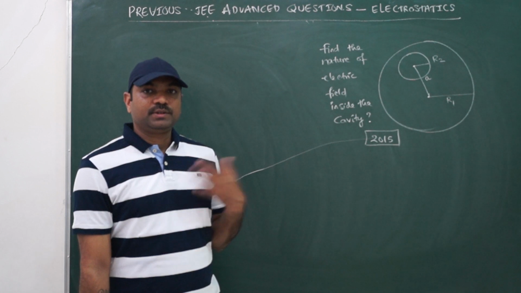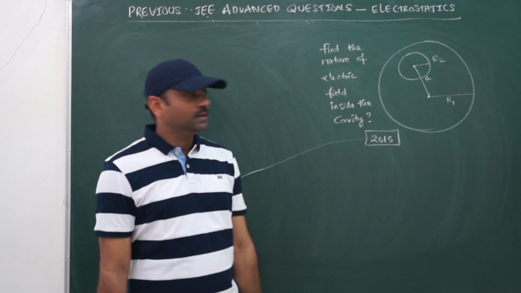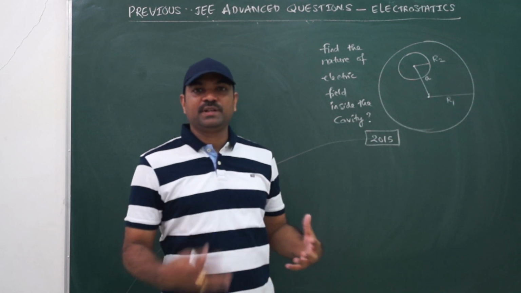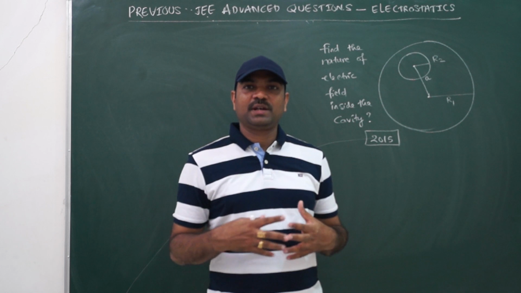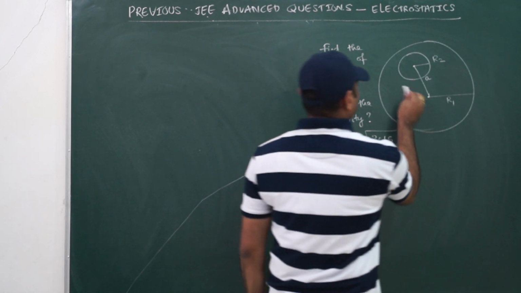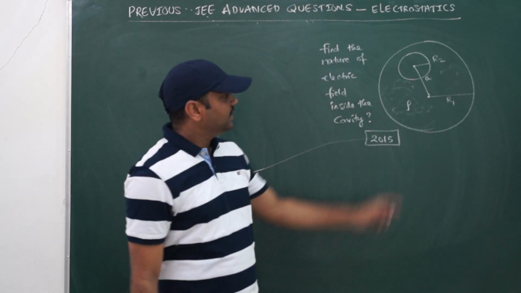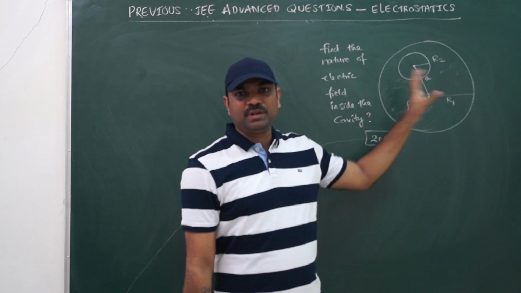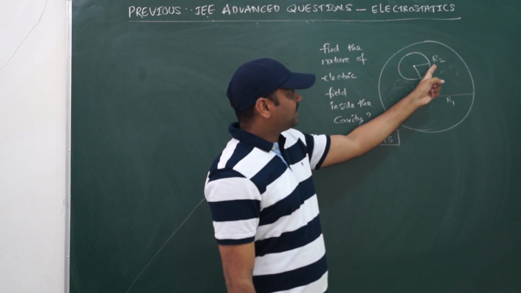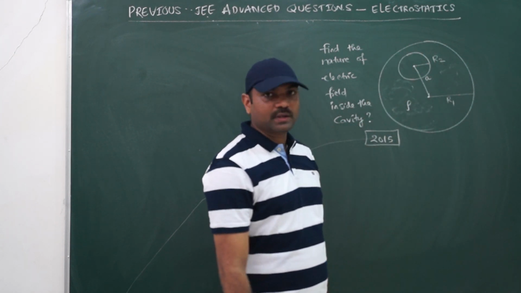So like that you can choose the options. Here we go with the next question, which was given in 2015, which is related to cavity. Most of the students will have doubts related to cavities, okay. So let us discuss that part. They have given one sphere with uniform charge density rho, suppose. It's a non-conducting solid sphere. A cavity is there of radius R2 and the sphere radius is R1, okay.